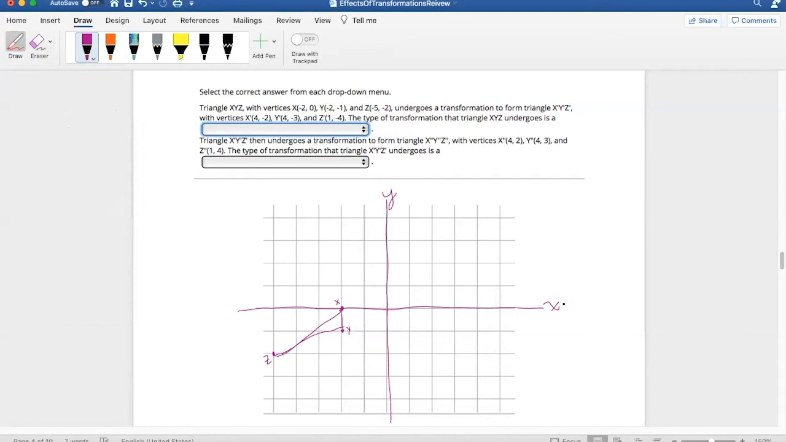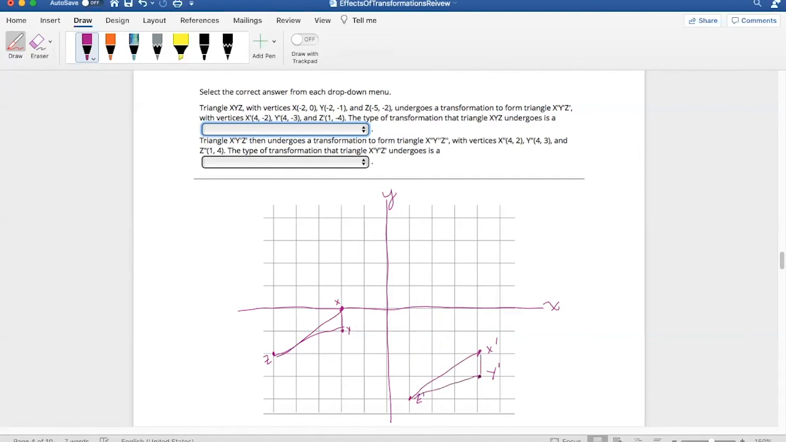All right, so let's try the prime again here. So we end up at 4, -2. And that would be our X prime. Y prime is 4, -3. And Z prime ends up at 1, -4. There we go.